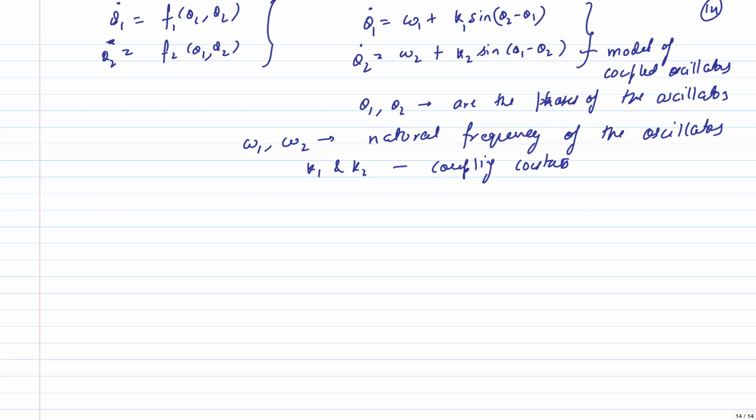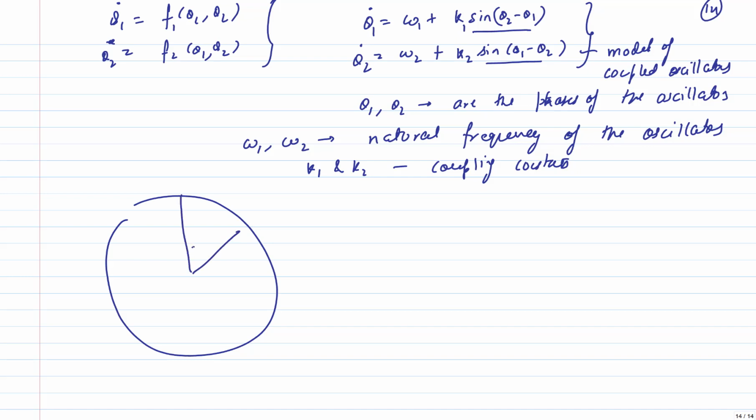Now, such a model can be represented as two friends jogging on a circular track, and there is some coupling between them. They want to jog together. Essentially, that's what it is. If K1 and K2 are 0, then they are just two people who are not friends. They are jogging on a circular track, one with theta 1, and on the same track, the other can be theta 2, with omega 1 and omega 2, essentially.